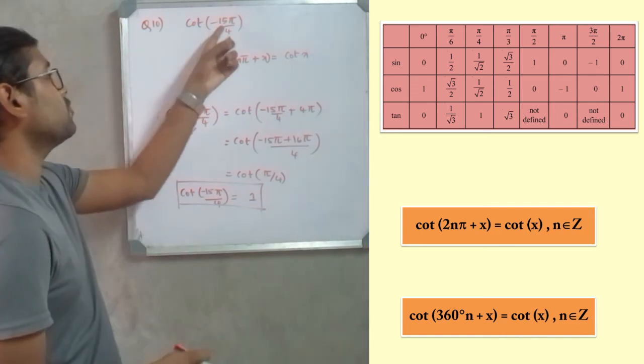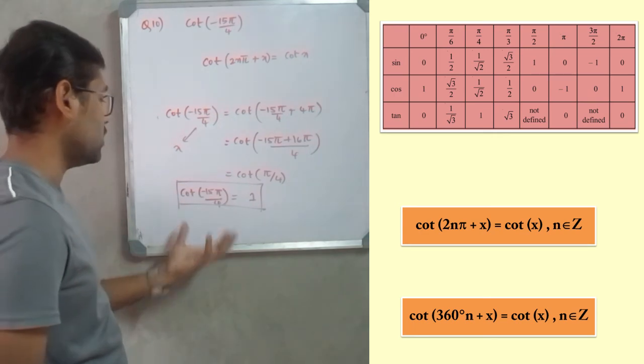So in the case of negative angles, we add integral multiples of 2 pi to get the required angles.